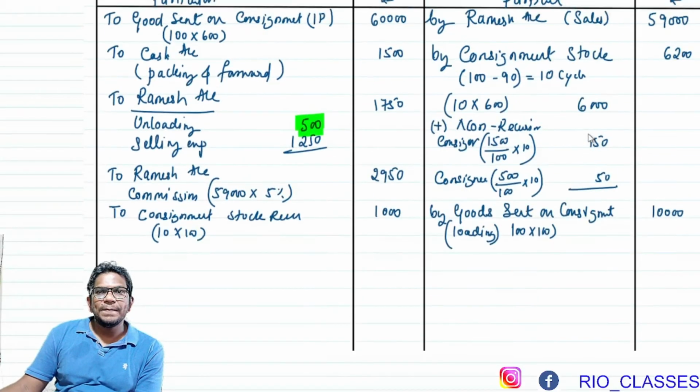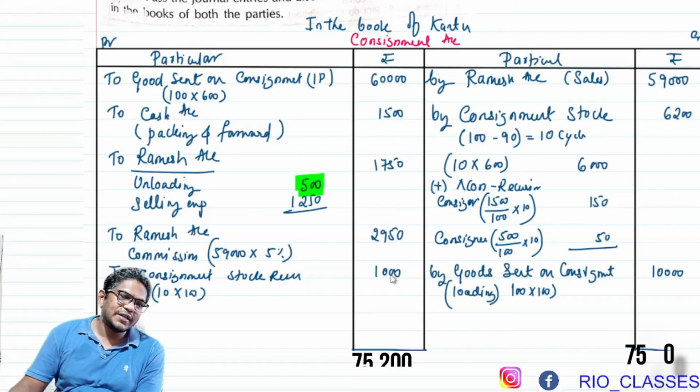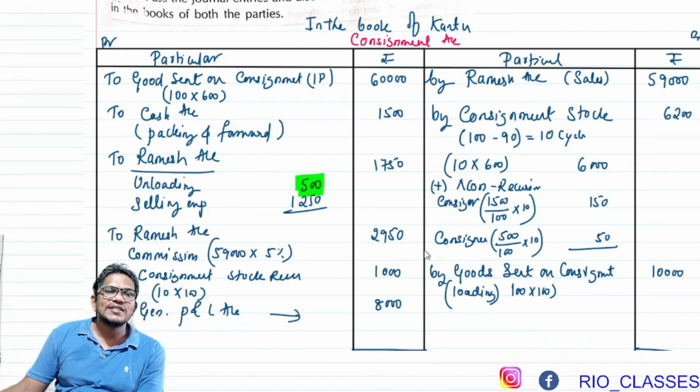Now find out the profit or loss. First, I'll make a total on the credit side because we have done with everything now. So make a total on the credit side. Here you get 75,200. At the same time, just bring it here, 75,200. Minus it, my dear student. So your profit on the consignment is 8,000. You can write it here, to general profit and loss account. All right, now we have done with the consignment account.